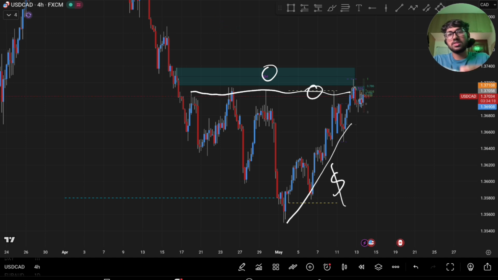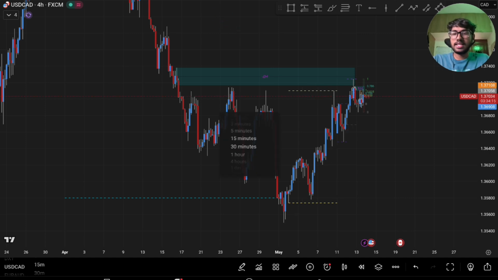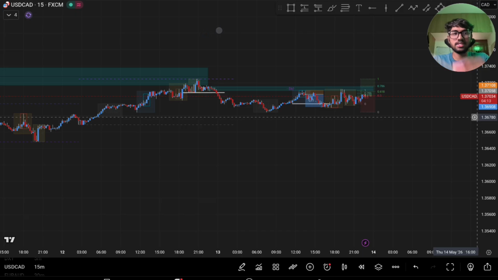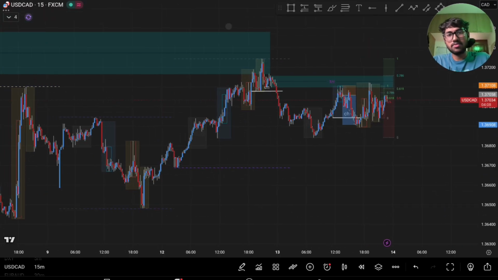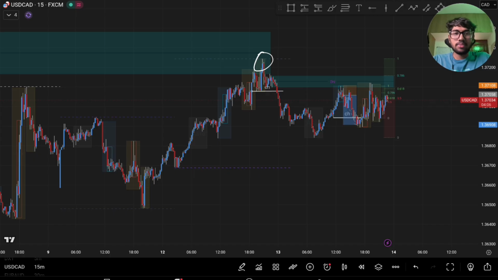So this zone was technically tapped yesterday, one day before basically. And price gave me a change of character right here, right on the 15th. And so today all I was looking for was to draw Fibonacci for this entire swing right here.